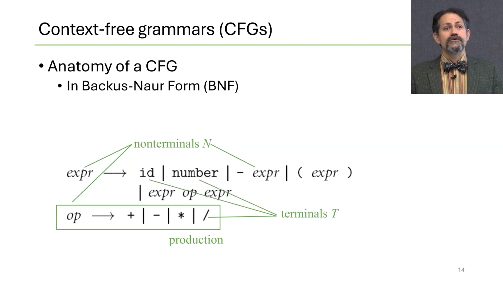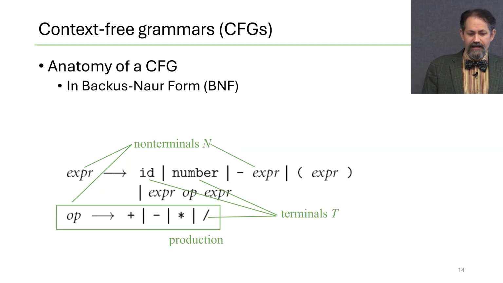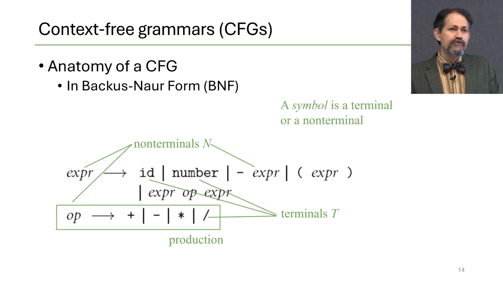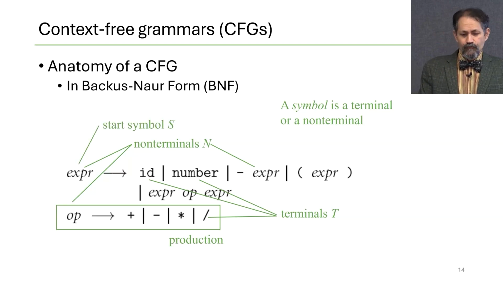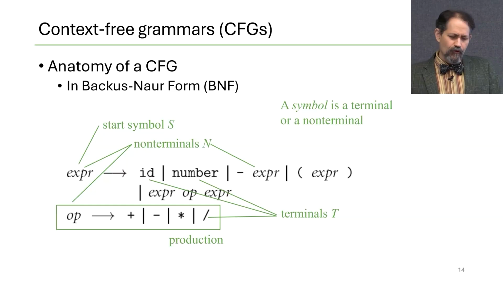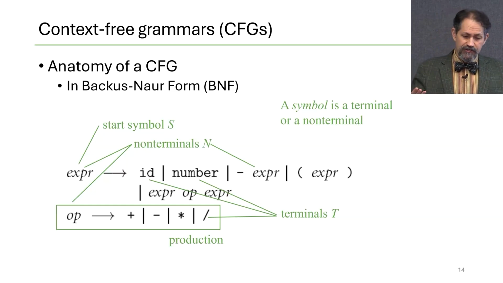We also have terminals, so things like identifiers and numbers and symbols like divided by or times are all terminals. Those are basic tokens. And then we use the word symbol to talk about either terminals or non-terminals. Finally, we have a start symbol, which we usually denote as S, which is what the whole grammar starts with. So for calculators, we want to talk about expressions, and so expressions will be our start symbol.